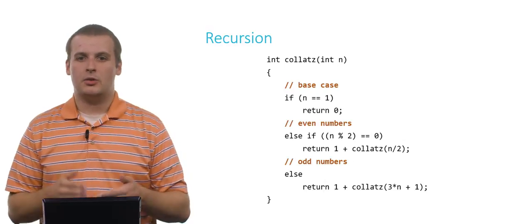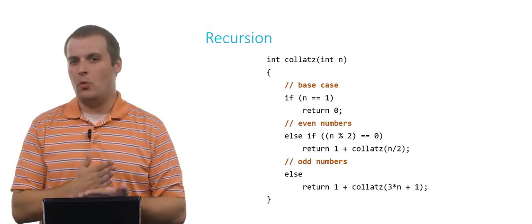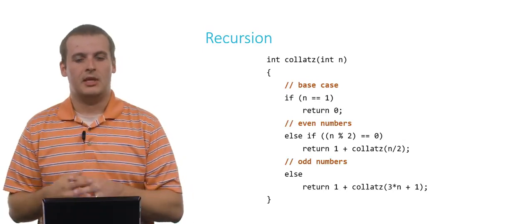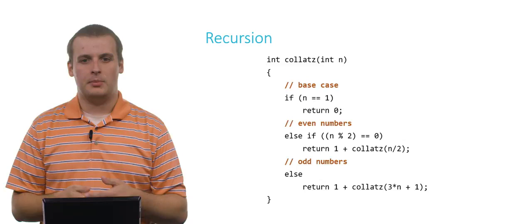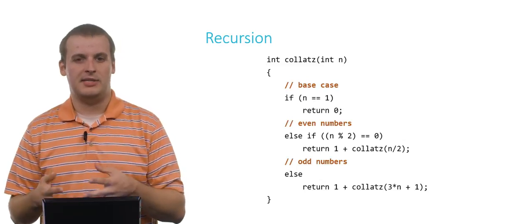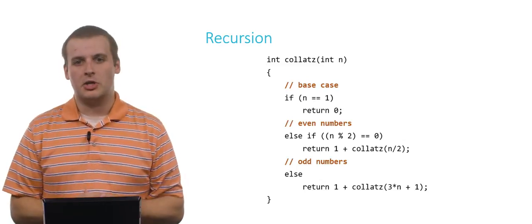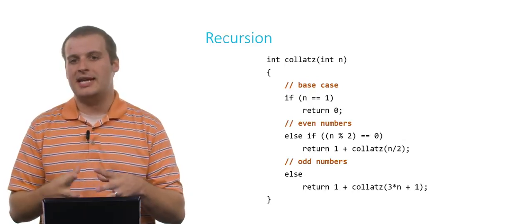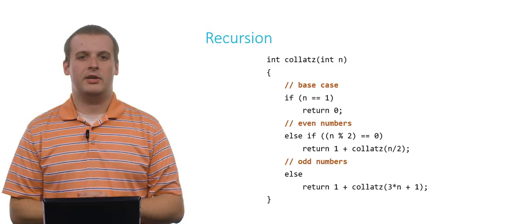If so, I want to return 1, because this is definitely taking me 1 step, plus collatz of whatever number is half of me. Otherwise, I want to return 1 plus collatz of 3 times n plus 1. That was the other recursive step that we could take to calculate the collatz, the number of steps it takes to get back to 1 given a number.